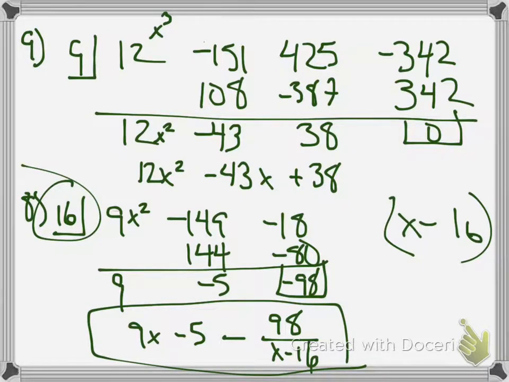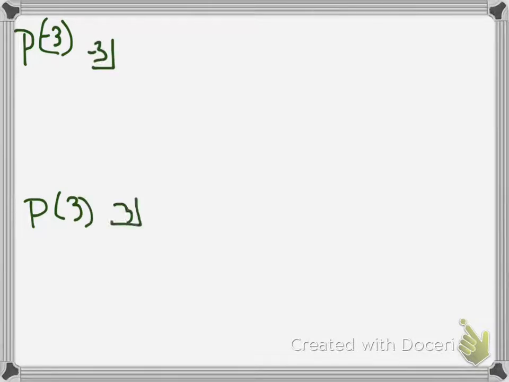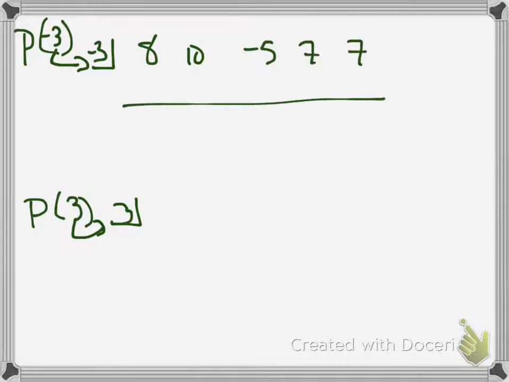Alright, so let's look at number 11. Find p of negative 3 and p of 3 for the function. To find p of negative 3 and p of 3, we put negative 3 and 3. Those don't change. Notice when I go from here to here, those don't change. When it's with an x, then it changes, but here it's not going to change. And then I've got 8, 10, negative 5, 7, 7.